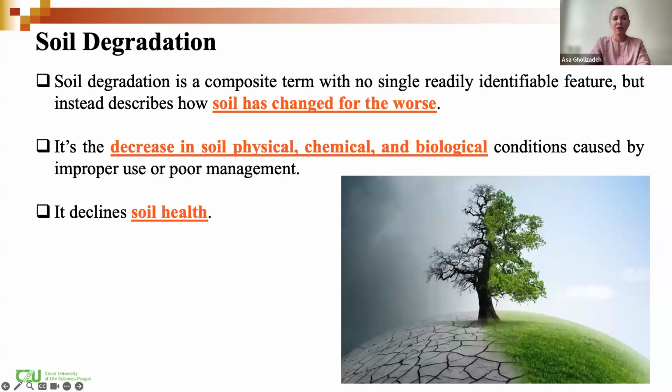Okay. So you saw that soil is dying, and one of the main reasons is soil degradation. Soil degradation is actually a composite term. It doesn't have a single definition. Therefore, in general, we can define it as a decrease in the soil's physical, chemical, and biological condition. All of this has been caused by improper use or poor management. This causes the soil to change for the worse, and of course, it declines soil health.